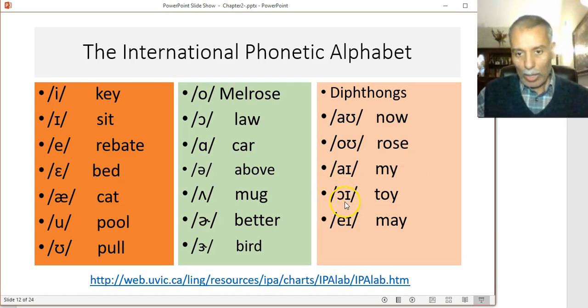And then the next one is that O, and then I. O, it will be oi, as in soy, and toy, broil, soy, soil. So all of these words have the oi.